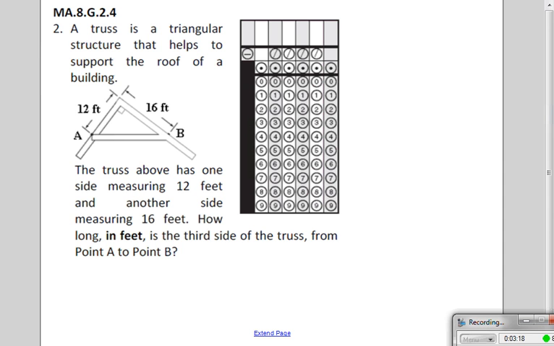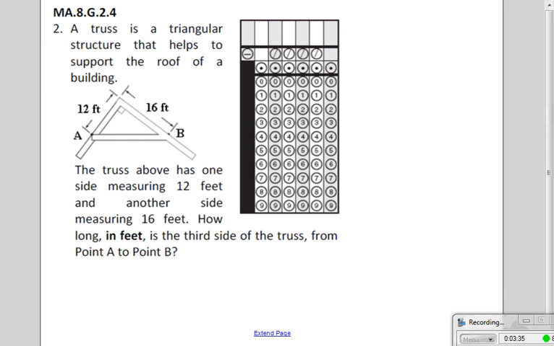Number 2, a truss is a triangular structure that helps to support the roof of a building. The truss above has one side measuring 12 feet and another side measuring 16 feet. How long in feet is the third side of the truss from point A to B?